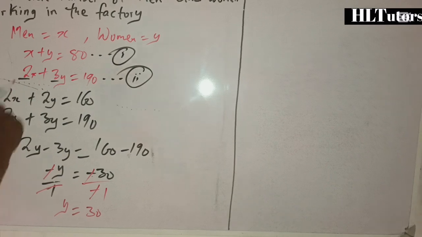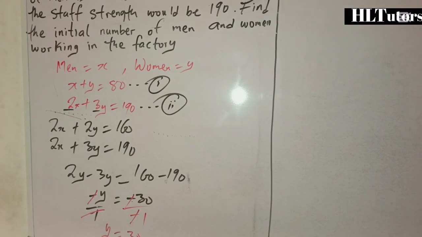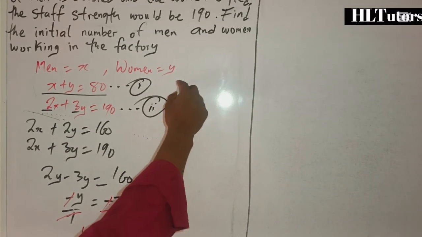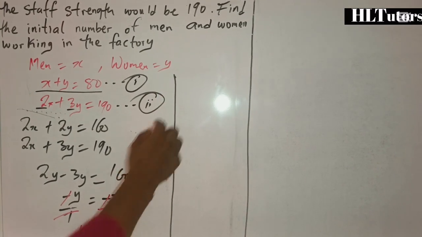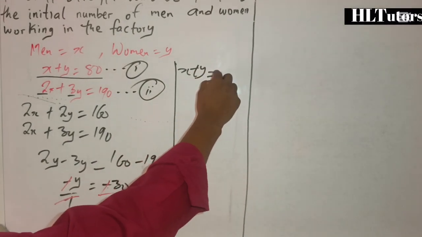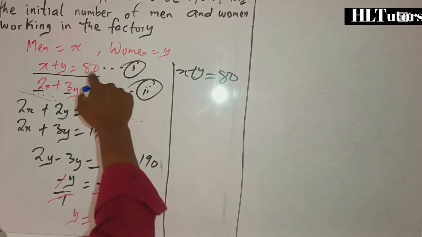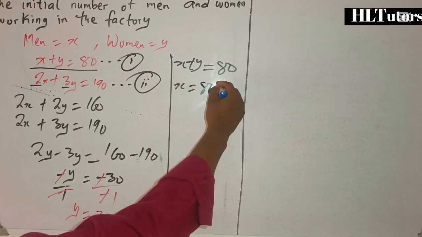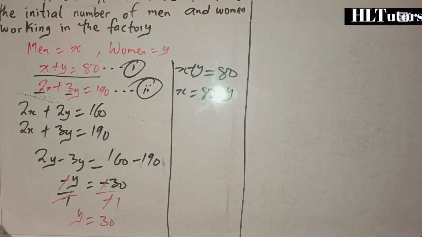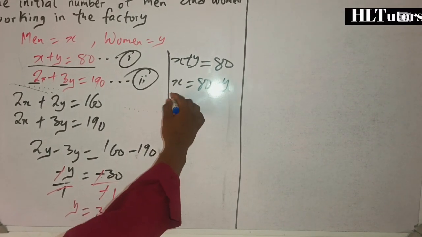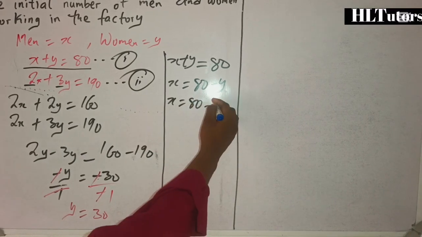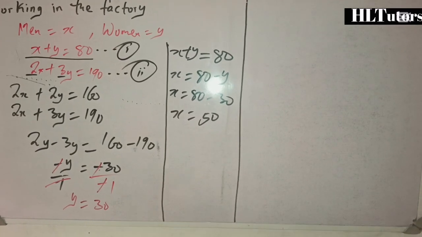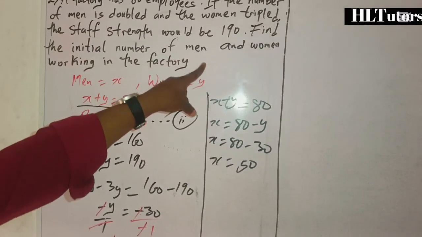And if that's true, we can use this first equation to find out the number of men. So if x plus y equals 80, x is the main variable. X equals 80 minus y. The additive inverse of y is minus y, and y is 30. X equals 80 minus 30. X equals 50.